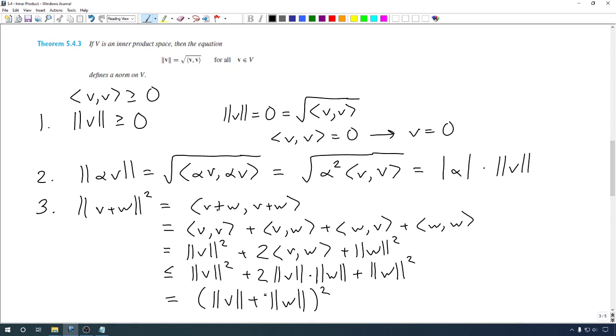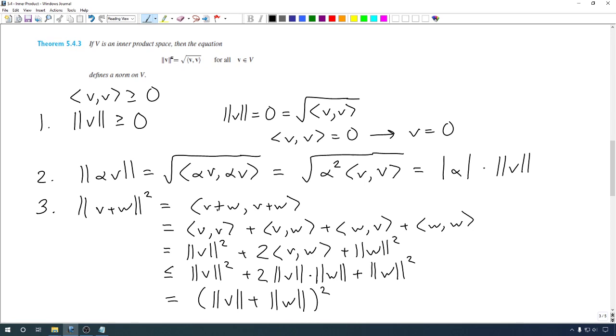And now what do we have? Well, we can take the square root. This thing here, once we take the square root, is less than or equal to norm of v plus norm of w. And that's what we wanted. So that's our triangle inequality, and it shows that this definition does give us a norm.